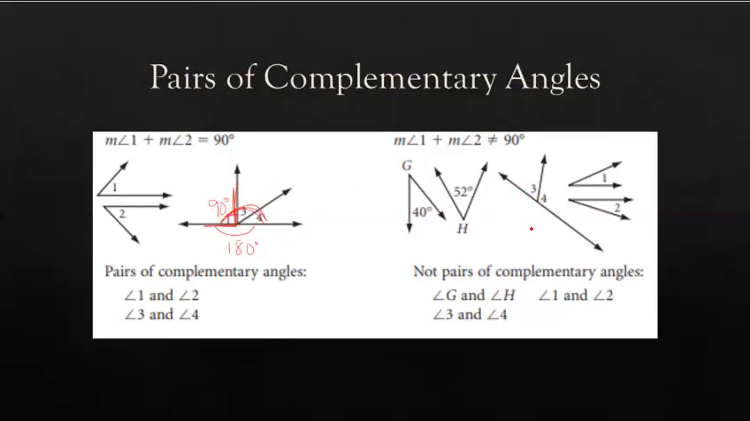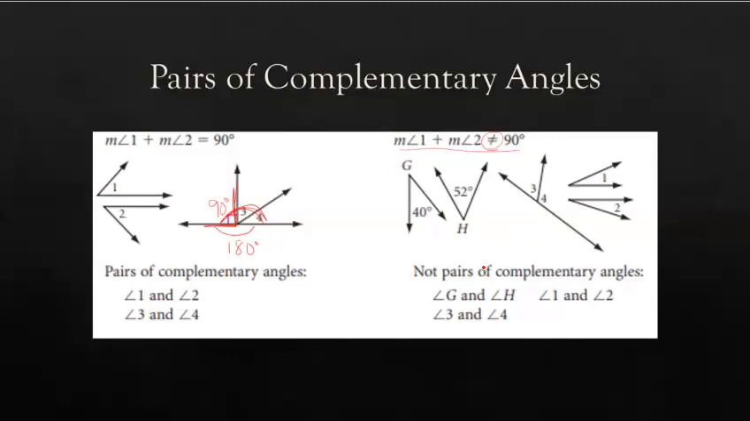What about over here? What are not complementary angles? Well, G and H are 40 and 52. They're not complementary. 3 and 4, they're next to each other, but it looks like they're a linear pair. What would they add up to together? 3 and 4 would be 180 degrees. And then 1 and 2, they look pretty small, and it even says up here, the measure of angle 1 plus measure of angle 2 is not 90 degrees.